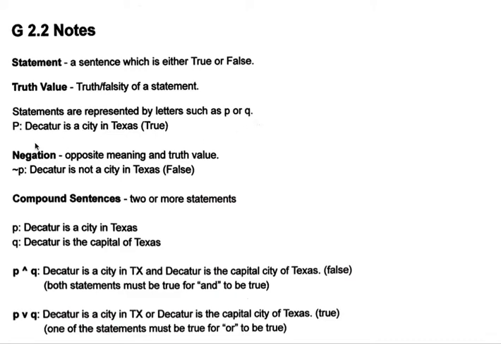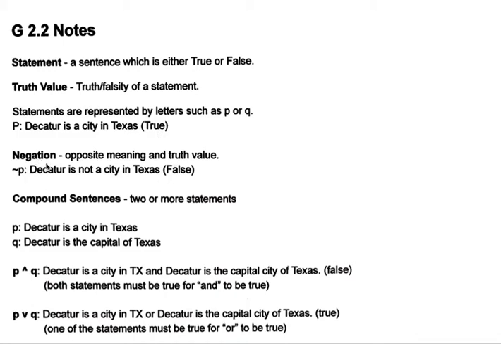So P, this should actually be a small letter p, but Decatur is a city in Texas. Now, the truth value of that is that it is true. Now, there are other Decaturs. There's Decatur, Georgia, for example, I know for sure. Okay, but it is a true statement.